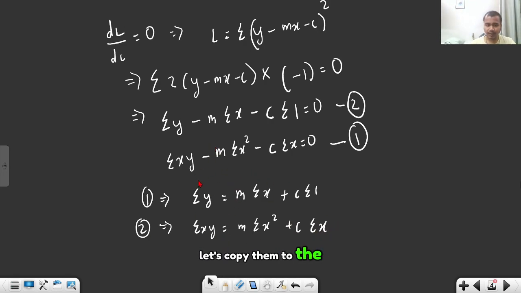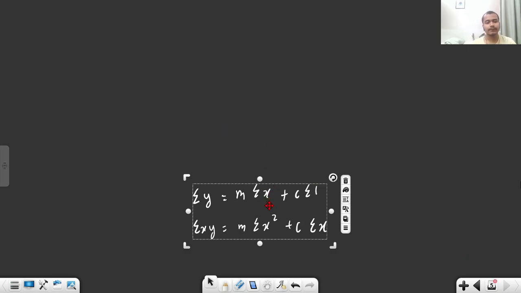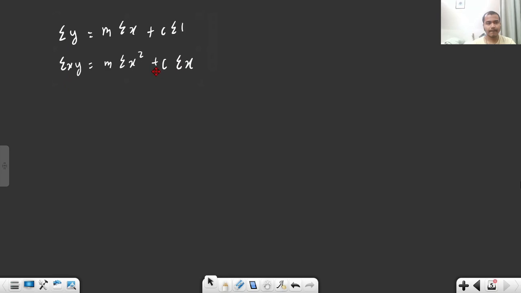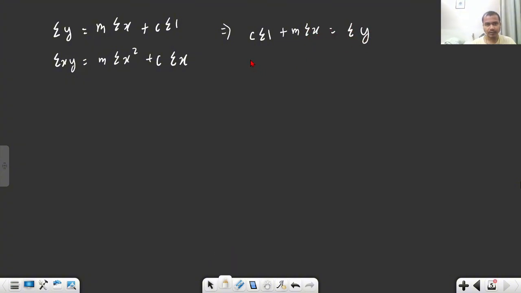Let's copy them to the other page. Let's just interchange LHS and RHS. So we will get c sigma 1 plus m sigma x equal to sigma y, c sigma x plus m sigma x square equal to sigma xy.